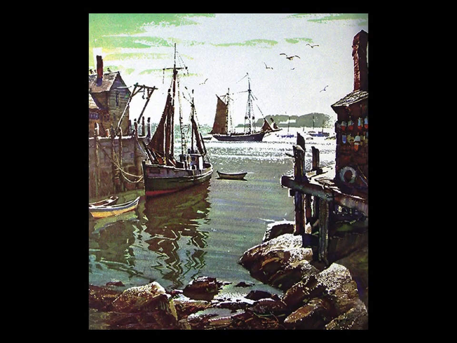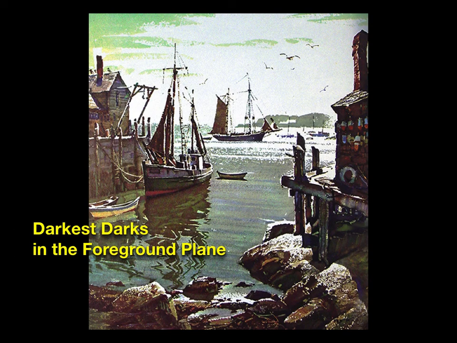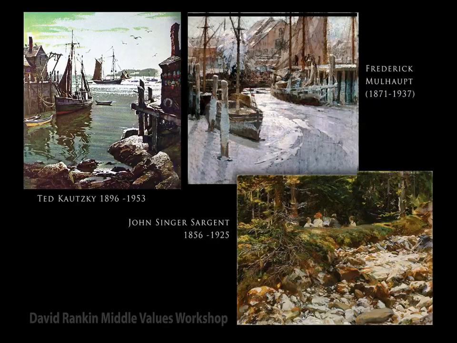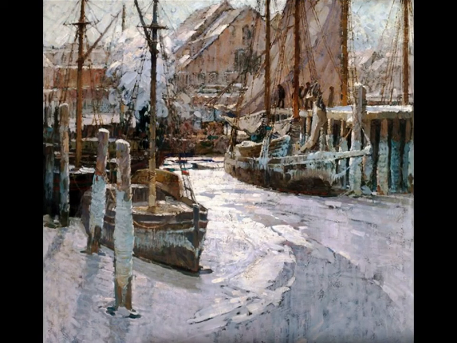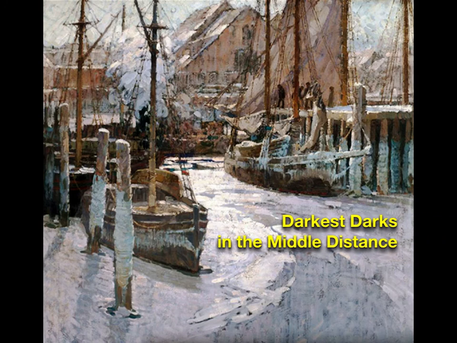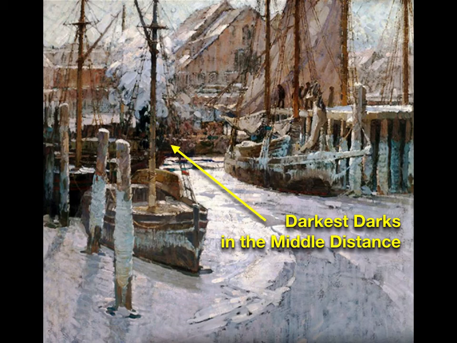Here's an artist that I love, Ted Kautsky. This is how I learned how to paint in watercolor. Look what Ted did here. He put the darkest darks here in the foreground plane in this magically beautifully lit painting that he did of the harbor on the East Coast. Here's another one from the East Coast, Milhaupt. And look at this wonderful painting he did. But instead of putting the darkest darks in the foreground like Kautsky, he put the darkest darks there in the middle distance. And it creates a magical depth.